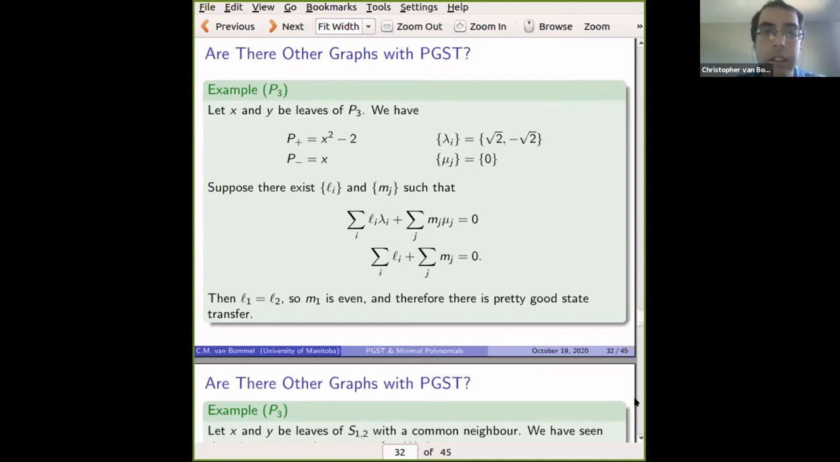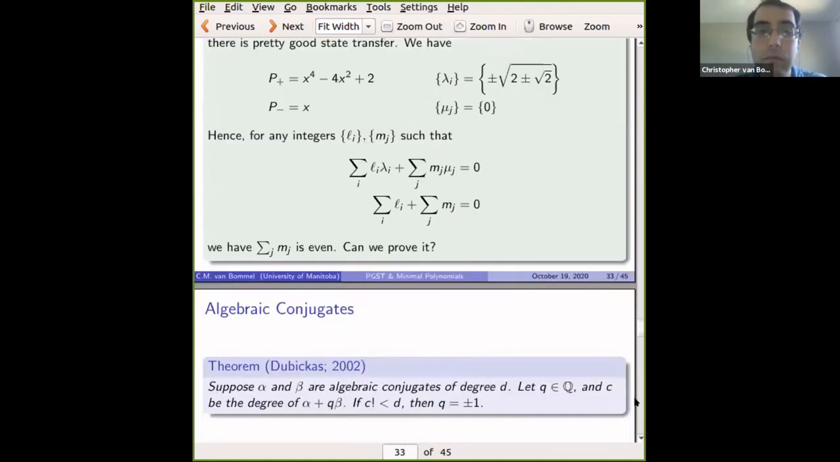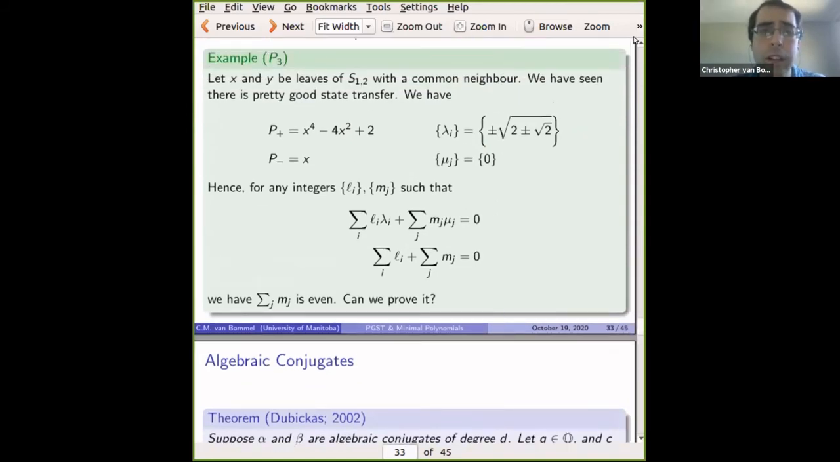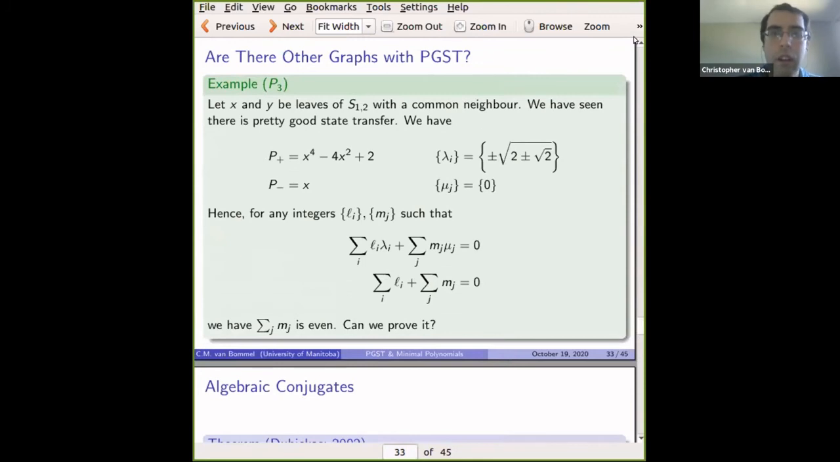And that's a bit of a trivial example, and maybe if it was just that one, we could leave it at that, but there's more. So we've also seen the double star with one leaf and two leaves has pretty good state transfer. Again, we get these irreducible polynomials where the ratios with the trace and degree are equal, but we don't have these odd factors we can find, so it doesn't rule it out either.